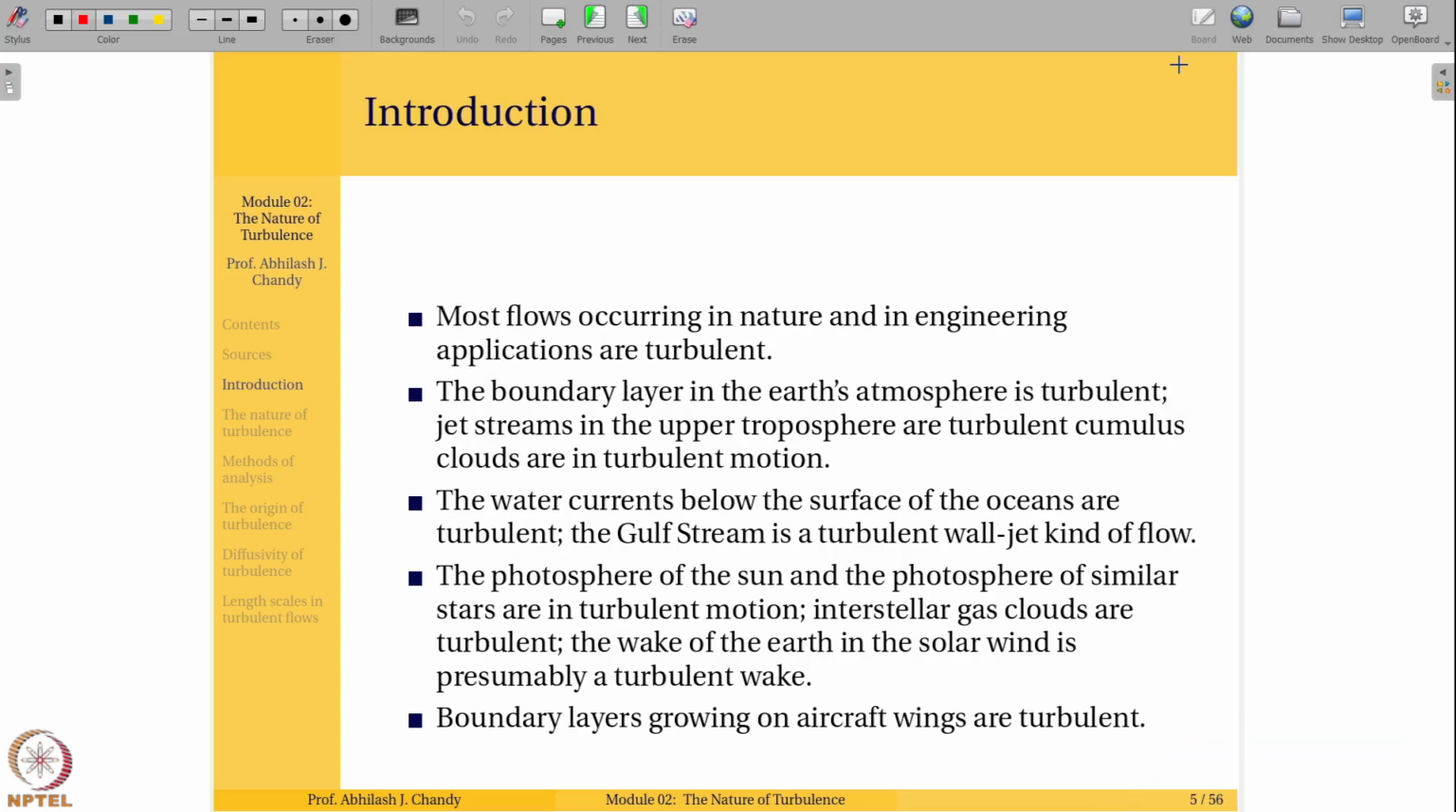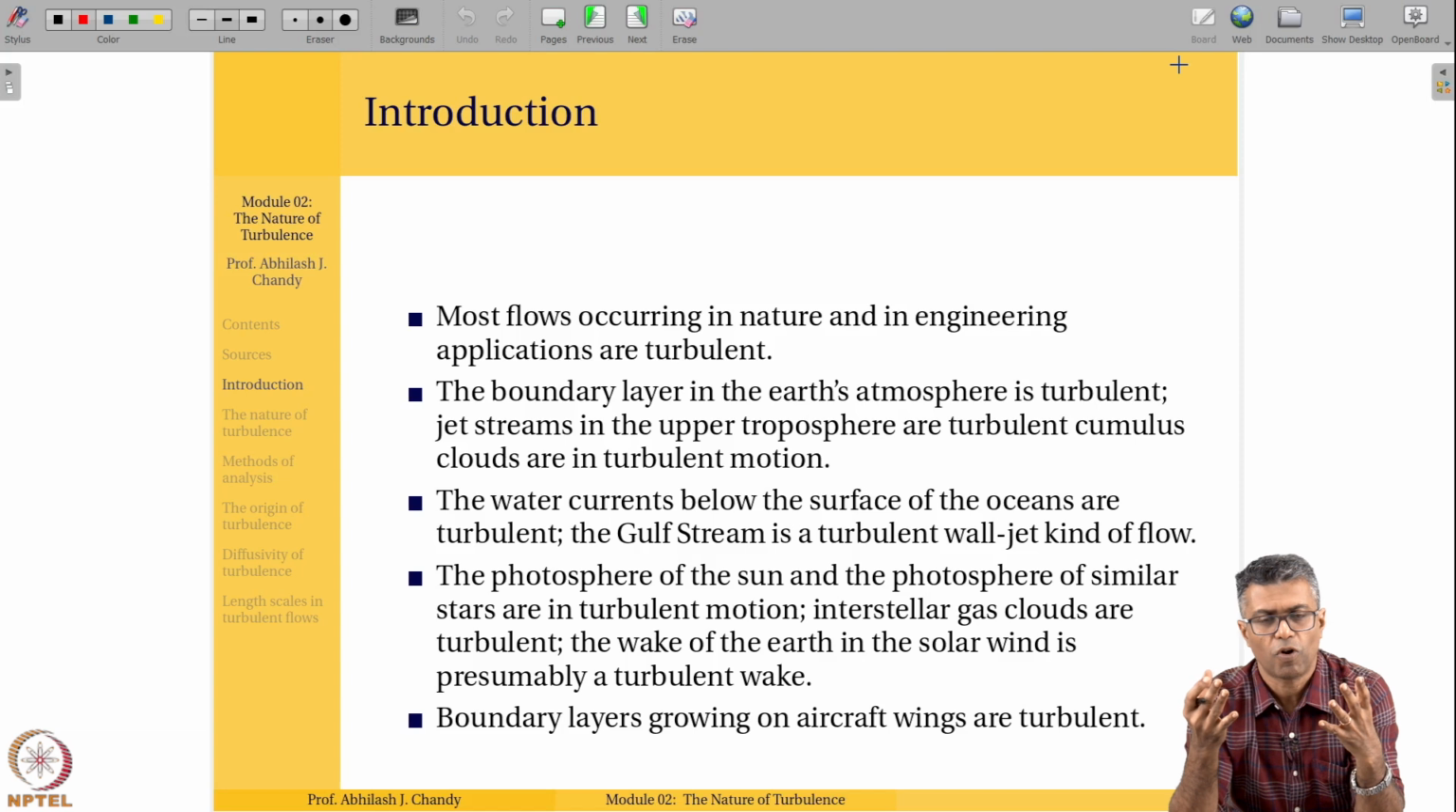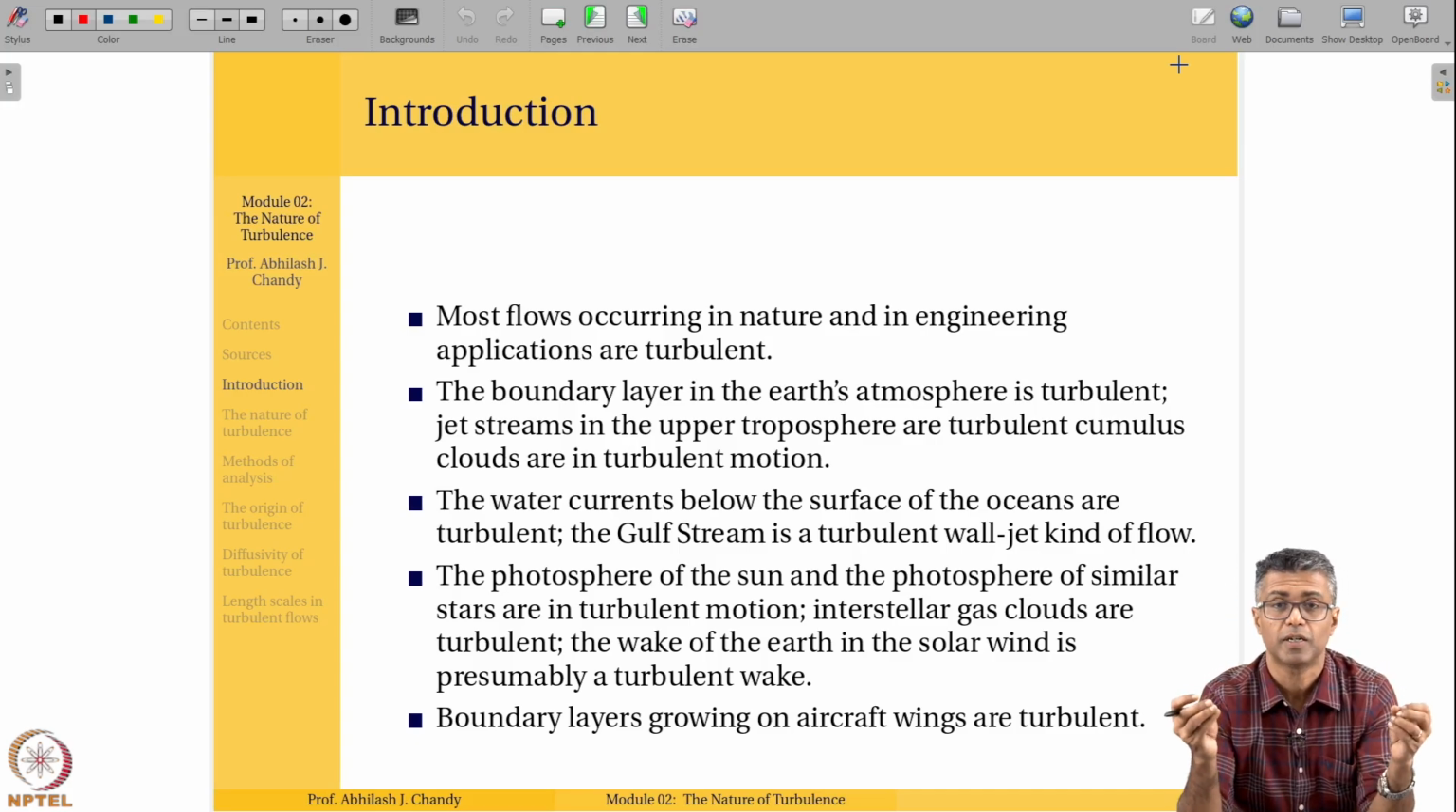So as an introduction, and some of this we have already covered in the previous module, a lot of the flows that occur in nature and engineering are turbulent. I have already mentioned that. We looked at several different examples. Some more examples, some of them might be repetitive. The boundary layer in the Earth's atmosphere, that's turbulent. The jet streams in the upper troposphere, that's turbulent. And the cumulus clouds, they are turbulent. These are examples of flows that occur in nature.